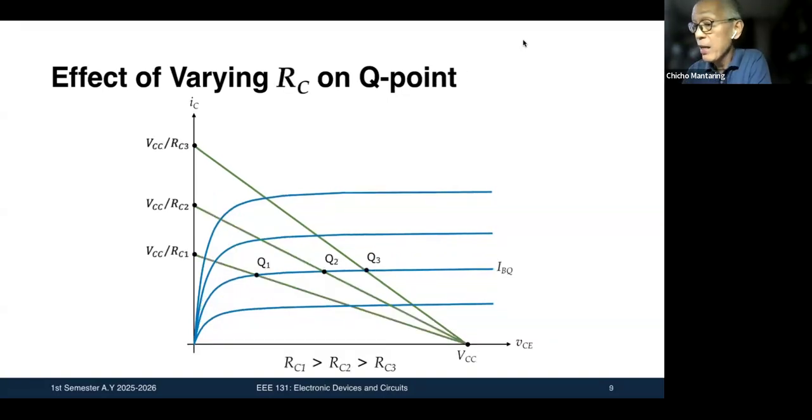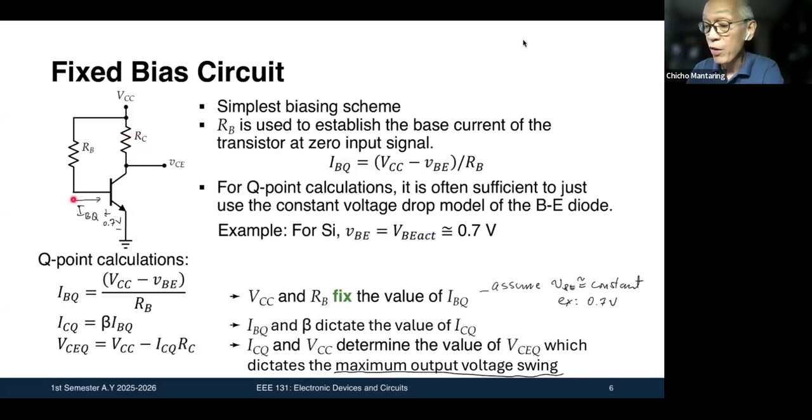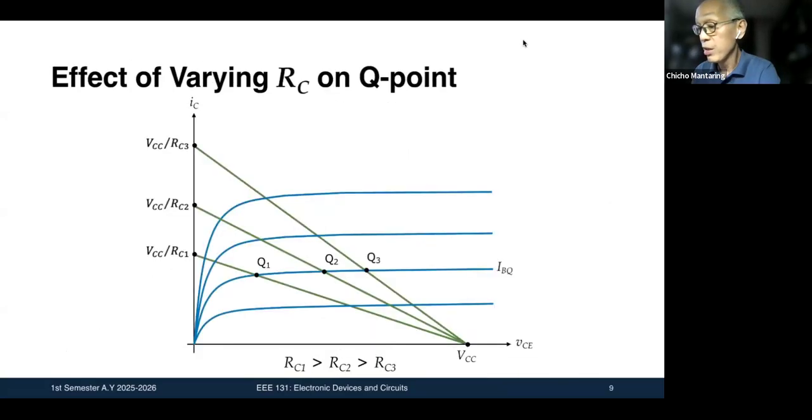And then finally, what about RC? What is the effect of RC on the Q point? First of all, note that RC is not going to affect the value of IBQ, for as long as your transistor is in the active mode. RC has no effect on IBQ. What will happen if I increase RC? If I increase RC, my IC will decrease.